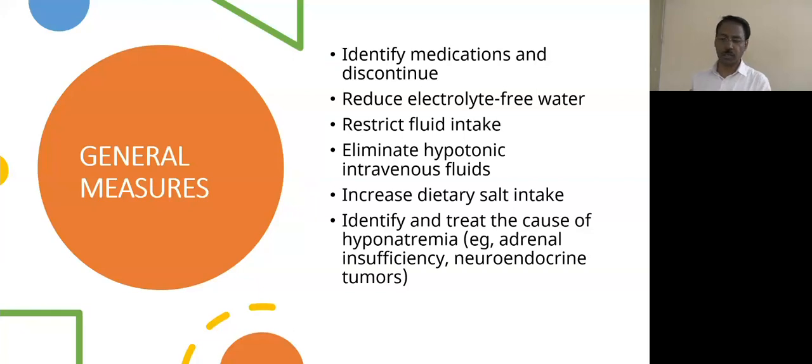Make sure your fluid advice is very clear. Restrict fluid intake generally, eliminate hypotonic intravenous fluids, increase dietary salt intake, identify and treat the cause of hyponatremia. That means adrenal insufficiency, neuroendocrine tumors, any of the underlying conditions which are there. So these are the general measures that you do for all patients of hyponatremia as you manage hyponatremia, as you identify and manage the underlying disease.